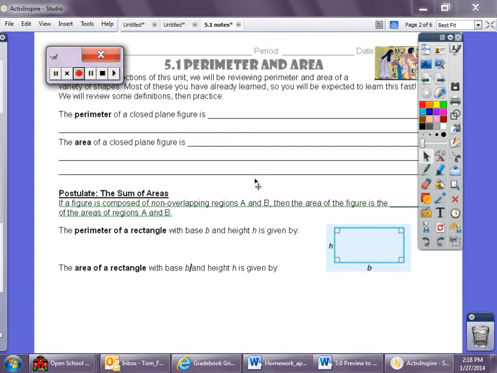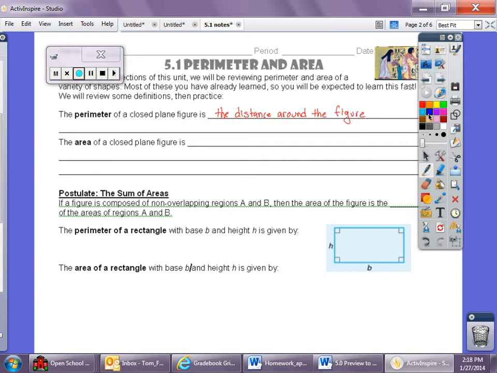Perimeter. The perimeter of a closed plane figure is the distance around it. So you just go around the outside. It's the distance around the figure.